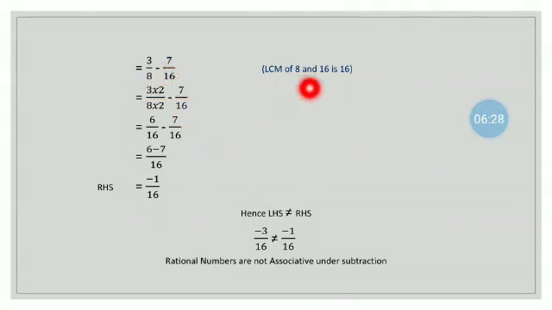Now here the LCM of 8 and 16 is 16. Again I have to multiply 3 upon 8 by 2. So 3 into 2 upon 8 into 2 minus 7 upon 16. So 6 upon 16 minus 7 upon 16. So 6 minus 7, that is minus 1 upon 16.